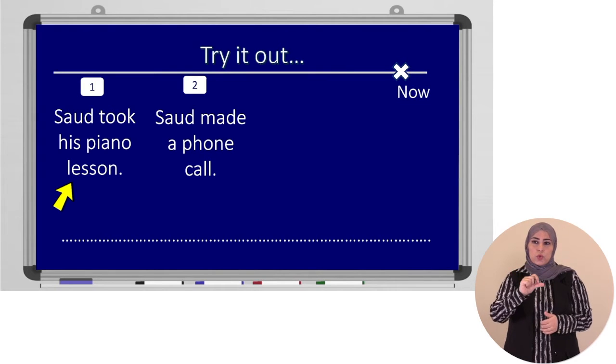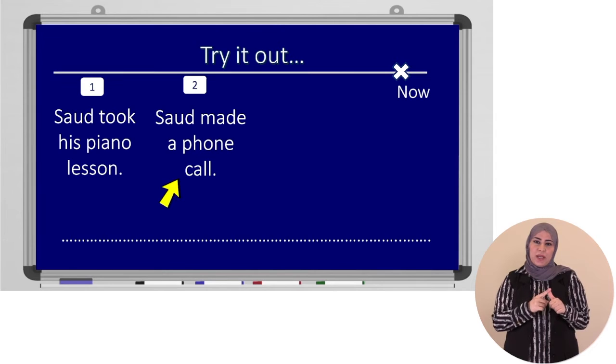Srood took his piano lesson. This is our first action. Srood made a phone call.